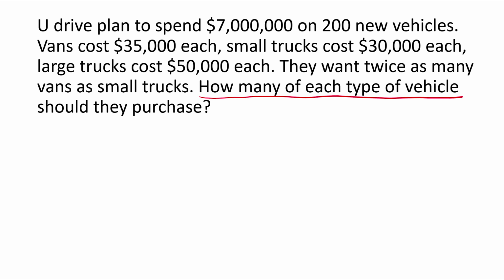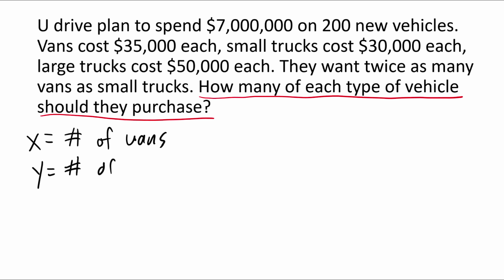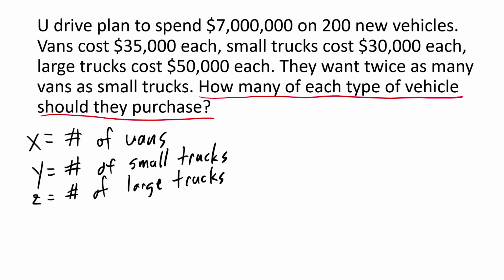How many of each type of vehicle should they purchase? So let's let x equal the number of vans. So that's one type of vehicle. Let's let y equal the number of small trucks. And then let's let z equal the number of large trucks. All right. So now we've got our variables written out.